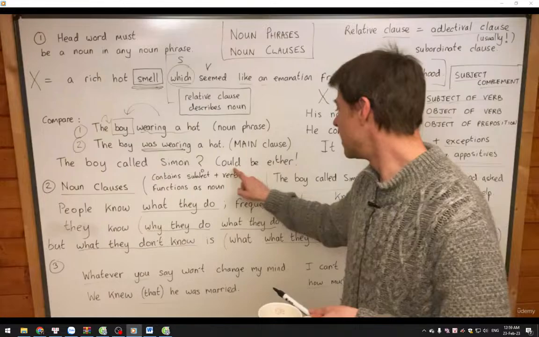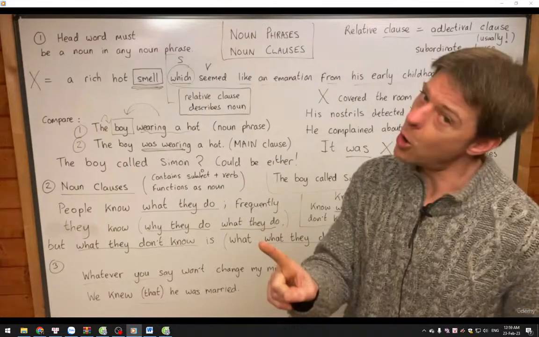Or you might mean that the boy's name was Simon. And if you mean that the boy's name was Simon, then called is not a verb, but it's something that we call a participle. In other words, an adjective. So if you're saying that the boy's name was Simon, then that's a noun phrase and that's a participle. But if it's a complete thought and it's what the boy is doing, he is calling Simon or he has called Simon, then it's a main clause and that is 100% a verb, not a participle.